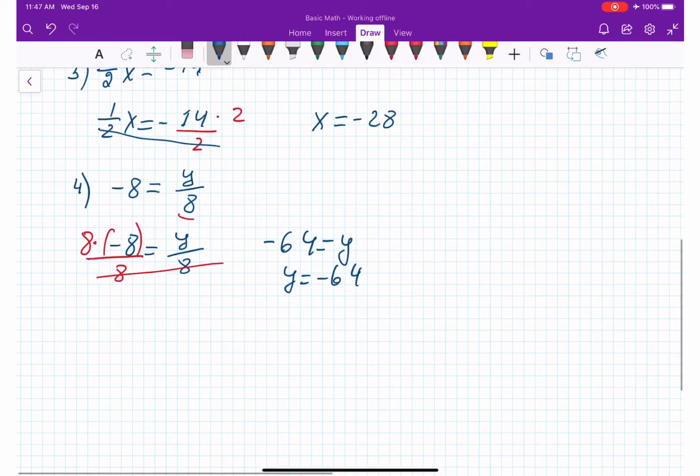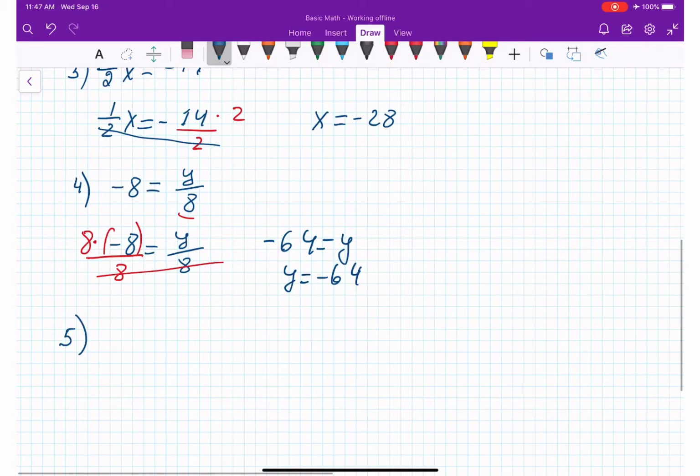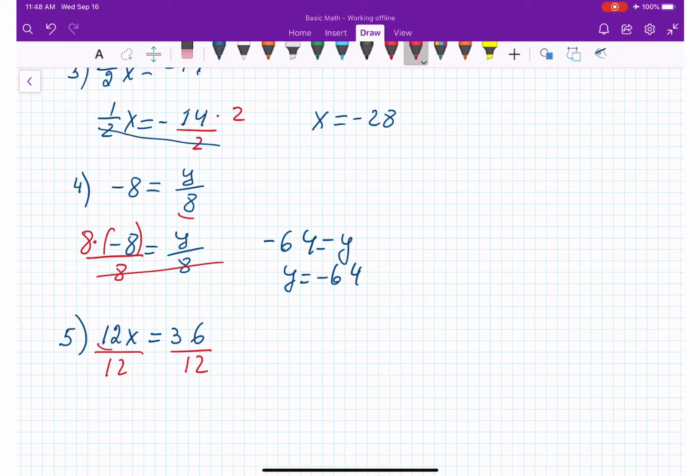Question number 5. 12x is equal 36. Okay, so we divide by 12. Divide by 12, right? This is the coefficient of x. 12 and 12 is gone. Here, if I divide by 12, this is 1. 36 by 12 is 3. So I simplify, and as a result, my x is equal 3.